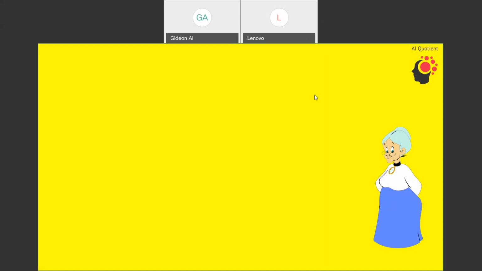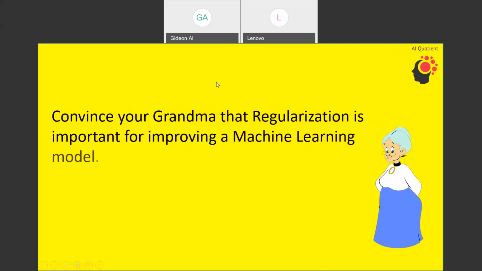Okay, cool. The final question for today is this: convince your grandma that regularization is important for improving a machine learning model. Why exactly do we use regularization?